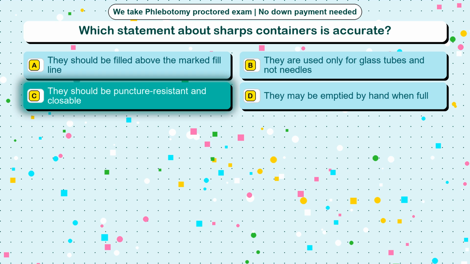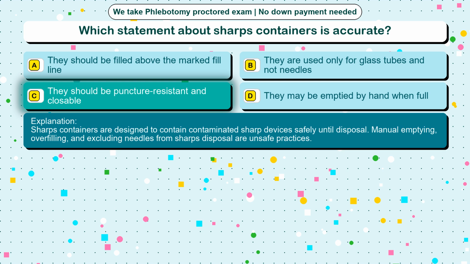The correct answer is option C, they should be puncture resistant and closable. Sharps containers are designed to contain contaminated sharp devices safely until disposal. Manual emptying, overfilling, and excluding needles from sharps disposal are unsafe practices.